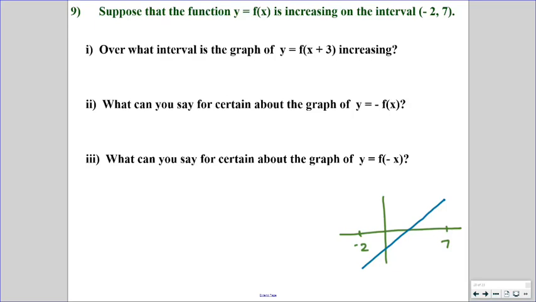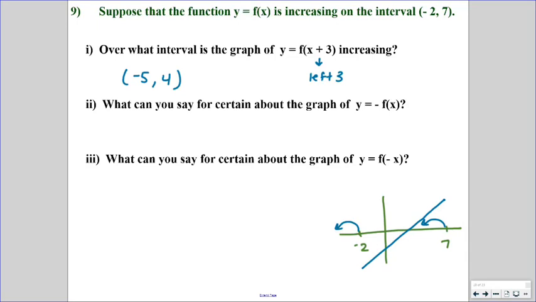The next question is this. Over what interval, then, is the graph of f of x plus 3 increasing? So what are we doing when we apply this transformation? Well, we're taking all of the points of our original parent function, and we're moving them to the left 3 spaces. So that is going to take our interval, -2 to 7, and we're just going to shift everything left 3. So what can we say about the interval where our function is increasing now? Well, our new function is going to be increasing on the interval -5 to 4. We just take the interval -2 to 7 and shift all of those values to the left 3.